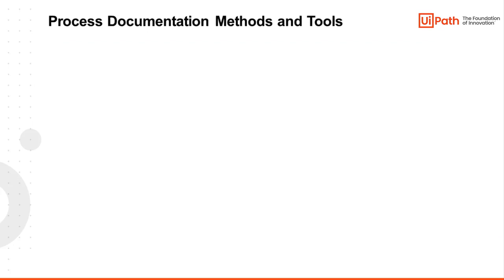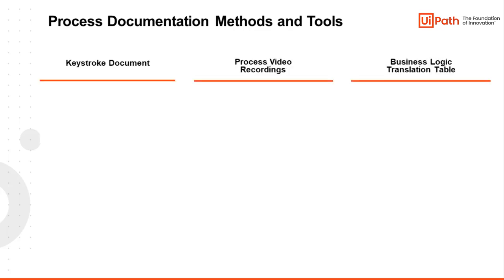Let's continue by discussing the different forms of documentation and tools that the business analysts can use to capture the details of the process. Depending on the situation and the specific requirements of each process, we can use a combination of keystroke documents, process recordings, and a business logic translation table to create the process description. Please keep in mind that these documents need to be up to date, otherwise using them will only result in creating confusion and will fail to bring any added value.